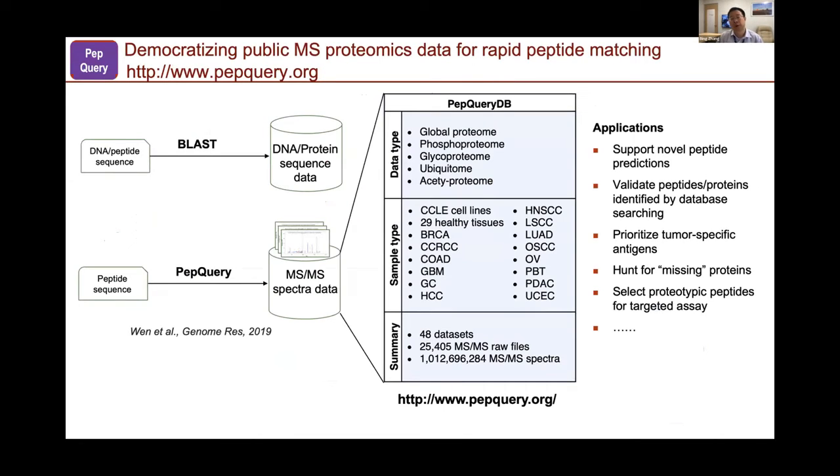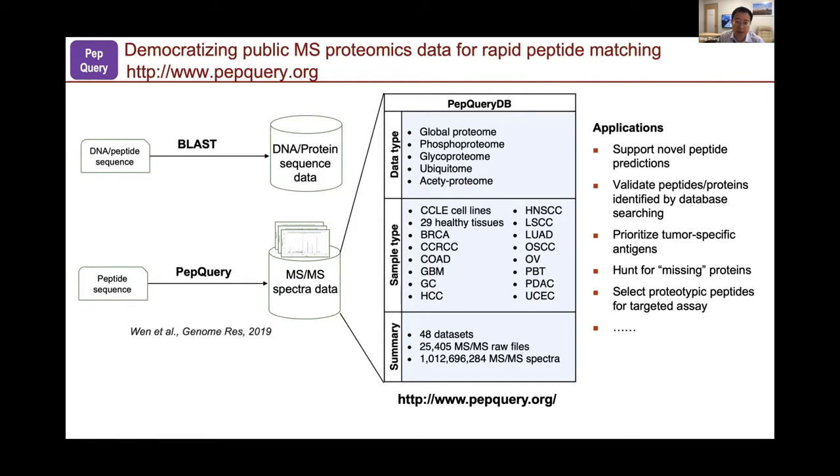So another tool I would like to briefly mention is PepQuery. This was inspired by BLAST, but basically allows users to type in or provide a peptide sequence and then query a collection of MS spectral data to identify the peptide spectrum match. I think Massive now also has the capacity to do some of this, but this was published a few years ago, and it was difficult to scale up.